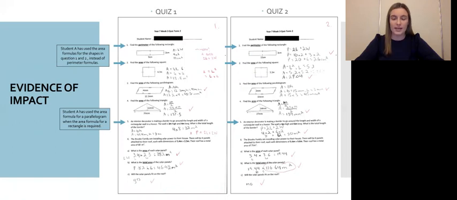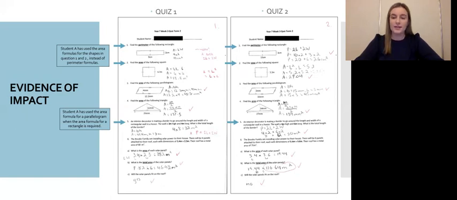Student A also used the area formula for a parallelogram for question 5, which required the formula for the perimeter of a rectangle. Clearly, this student was having trouble recalling the correct formulas to use. However, student A showed significant improvement in their understanding in quiz 2, as they answered all the questions correctly.